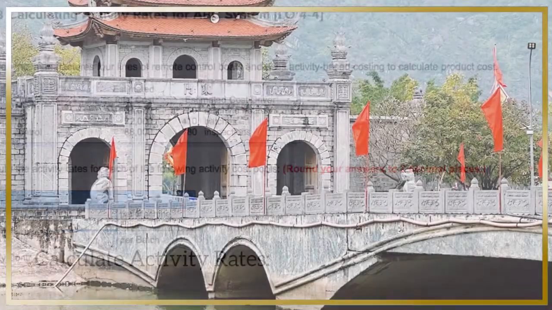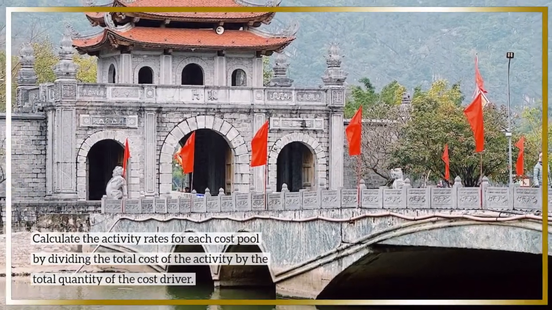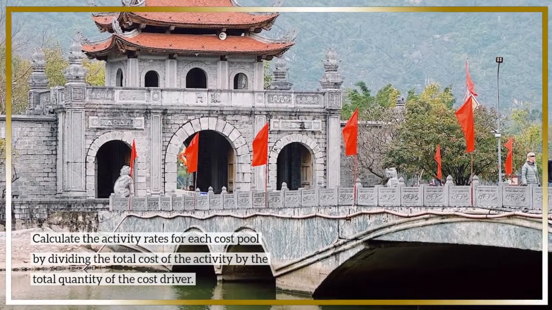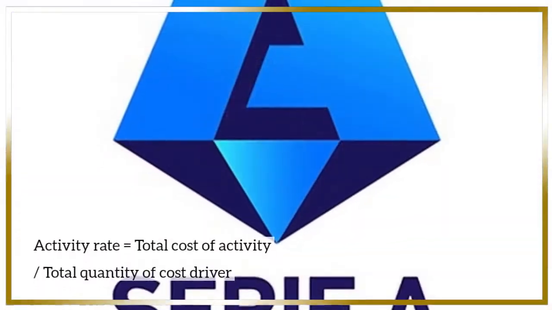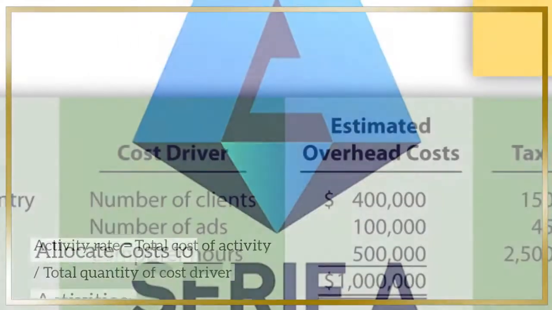Calculate activity rates. Calculate the activity rates for each cost pool by dividing the total cost of the activity by the total quantity of the cost driver. Activity rate equals total cost of activity divided by total quantity of cost driver.